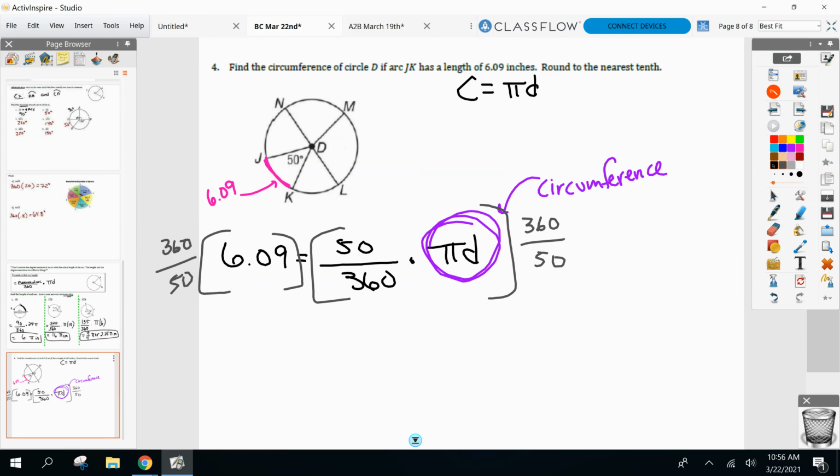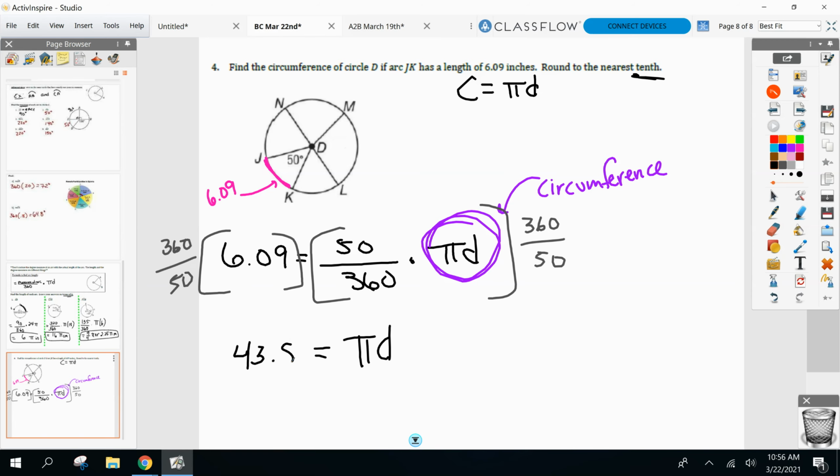Yep, good job. So on the right side here, I'm left with pi d. On the left side, rounded to the nearest tenth. What are you guys getting? 43.8? Look good? Inches? Is that what we're supposed to round for the other side? Oh, yeah, because the other side is up.